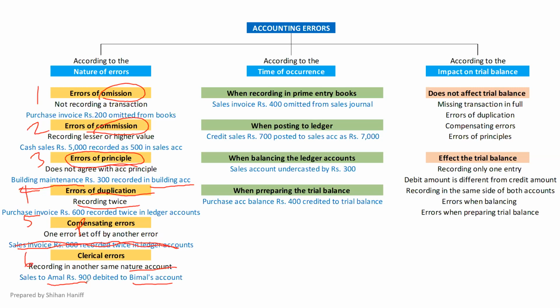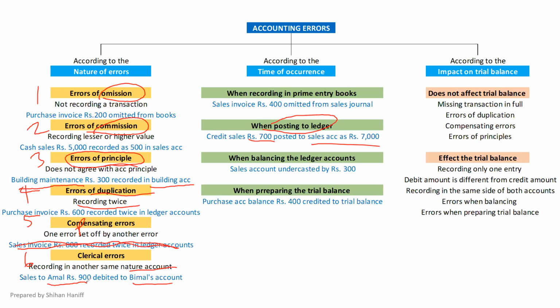Time of occurrence. When recording in prime entry books: sales invoice 400 omitted from the sales journal. That's when recording in the prime entry books. And posting to the ledger: credit sales 700 posted to the sales account as 7,000. That is when posting.